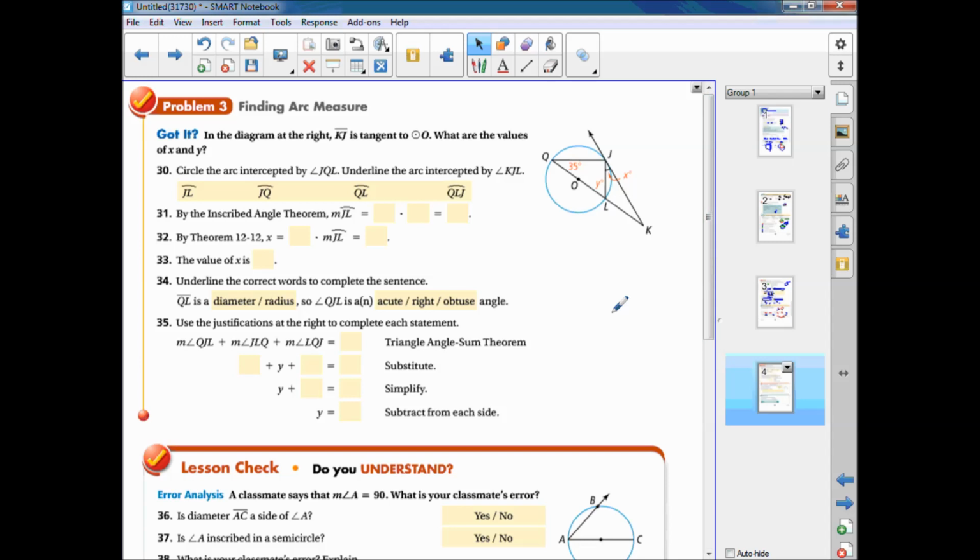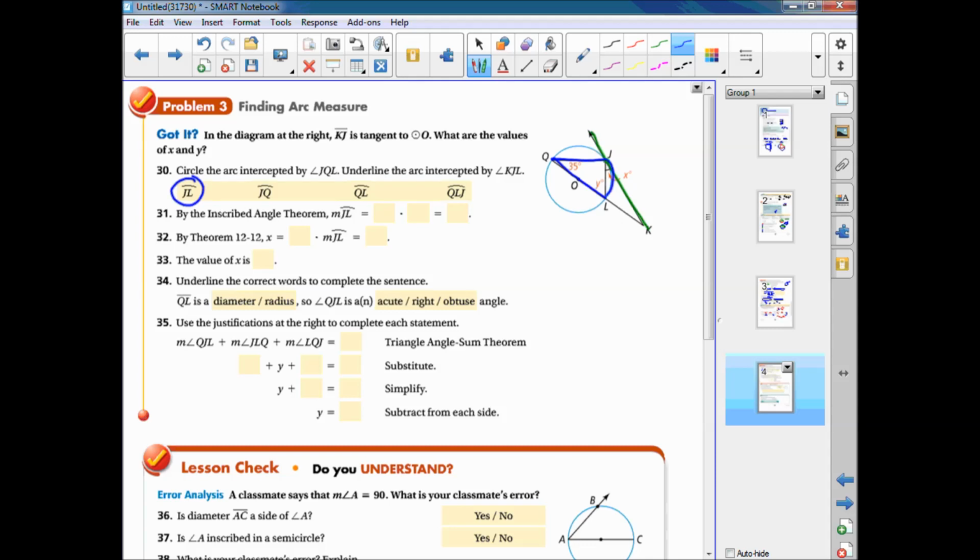All right, on our last page here, we have problem number 3, finding arc measure. So in the diagram at the right, KJ is tangent to circle O. So this is a line of tangency right here, and there's our point of tangency at J. Okay, so circle the arc intercepted by J, Q, L. So here is J, Q, L, and we're going to circle the arc that's intercepted by this. This would be arc JL, because arc JL is being intercepted by that angle.